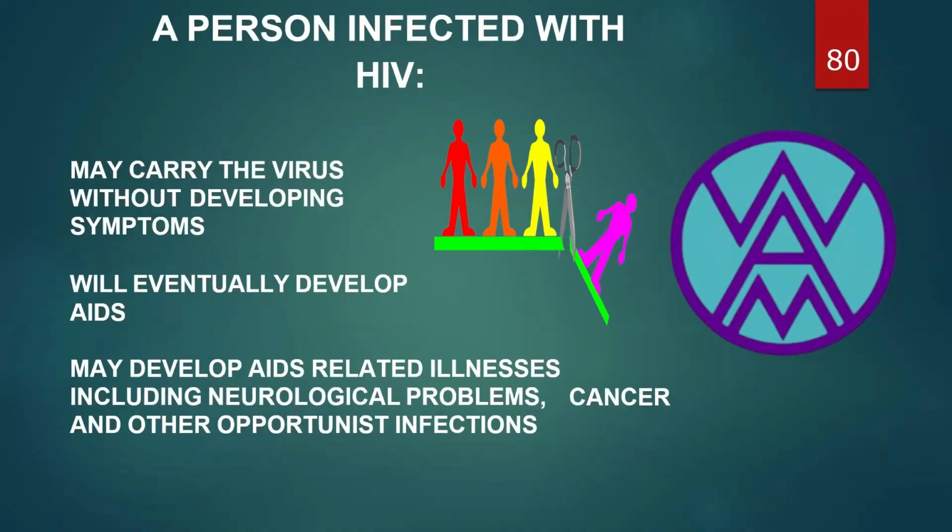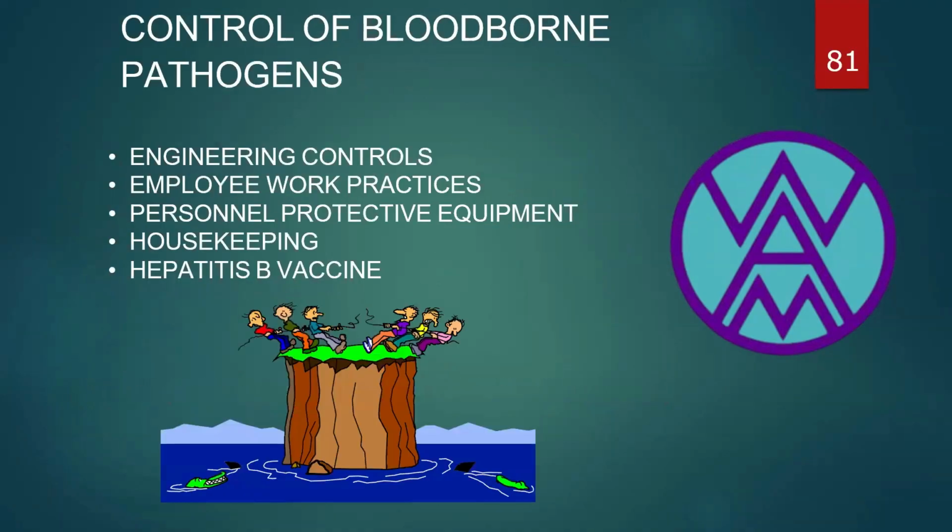A person infected with HIV may carry the virus without developing symptoms. Maybe your defense system is strong in the initial phase, so you do not develop any symptoms, but still you are spreading that bloodborne pathogen from one person to another, and you may develop AIDS-related illness, including neurological problems, cancer, and other opportunistic infections. The HIV virus can lead to severe infections and also to death.